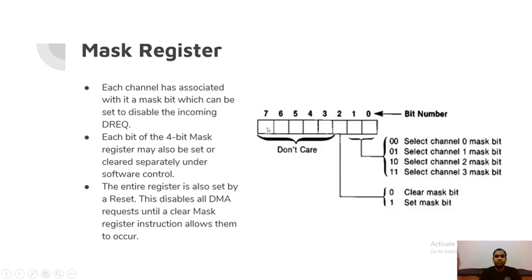Same as the previous register, bits 7 to 3 are in a don't care condition. This bit tells about the clear mask bit or set mask bit, and the combination of these two bits tells about the channels that are to be masked.